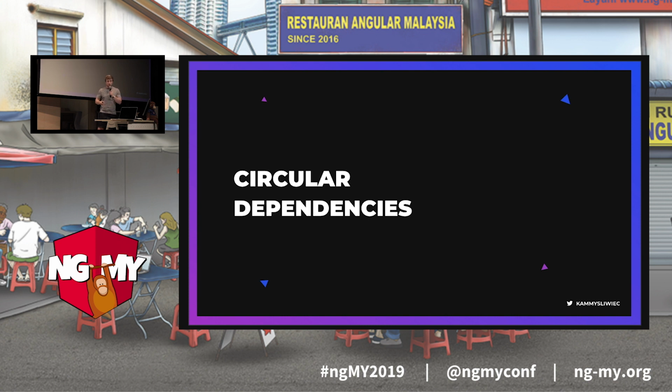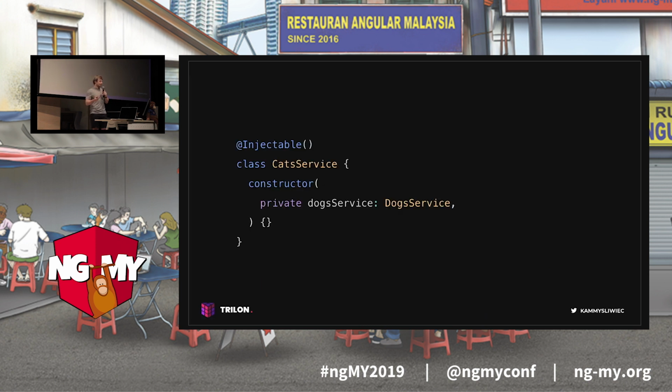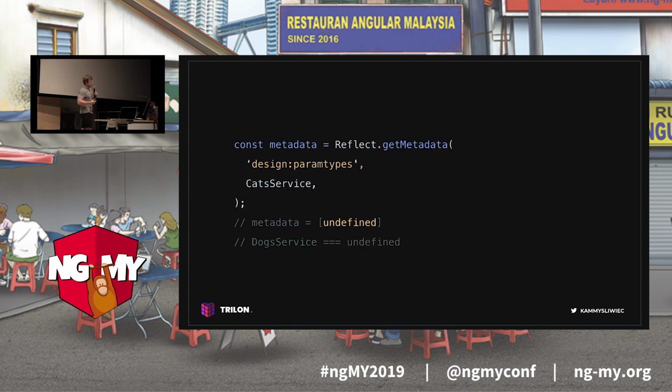And the last difficulty that I want to cover today is our circular dependencies. So let's say that we have a cat service, which right now depends on dog service for some reason, and we have a dog service which also depends on, but in this case, on a cat service, right? So we can clearly see we have circular dependencies. Cat service needs dog service, and dog service needs a cat service. Let's reflect our metadata once again.